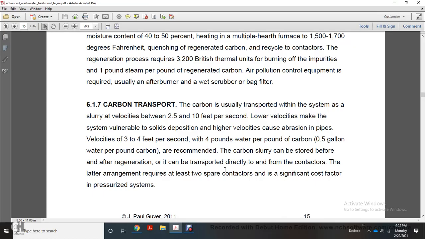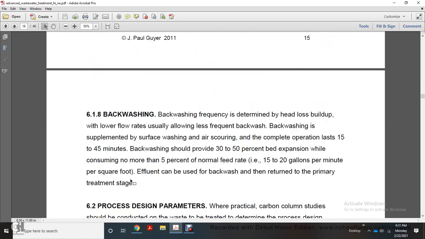A velocity of 3 to 4 feet per second, with 4 pounds of carbon per half a gallon of water per pound of carbon, is recommended. The carbon slurry can be stored before or after regeneration and can be transported directly to or from contactors. The ladder arrangement requires at least 2 spare contactors, and a significant cost factor is the pressurized system.